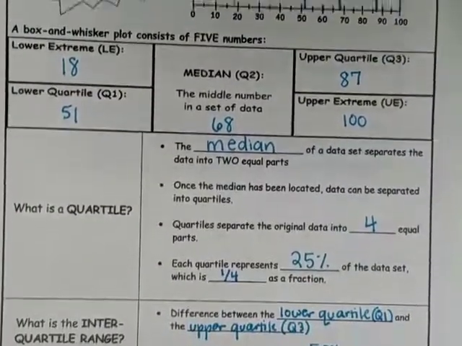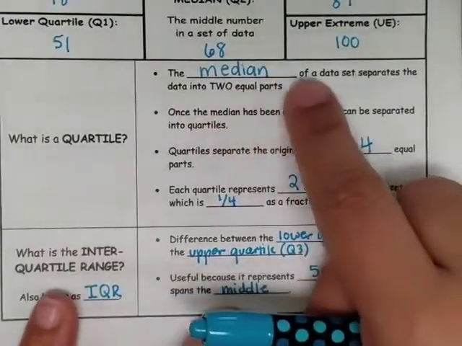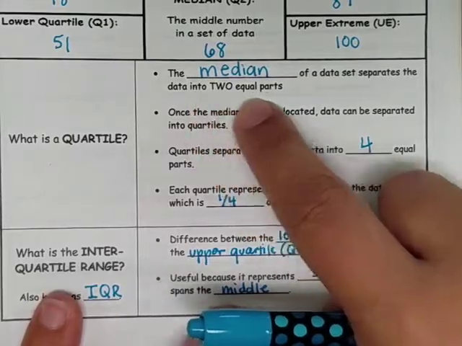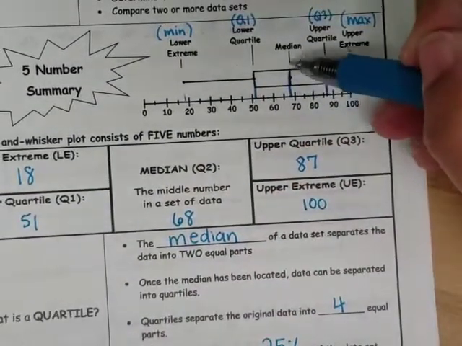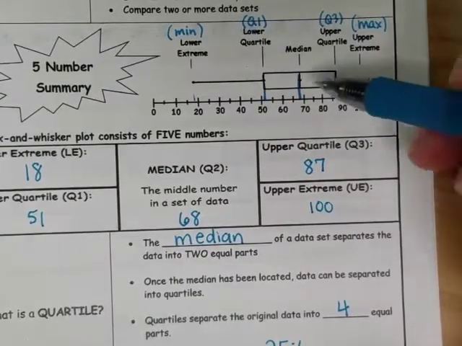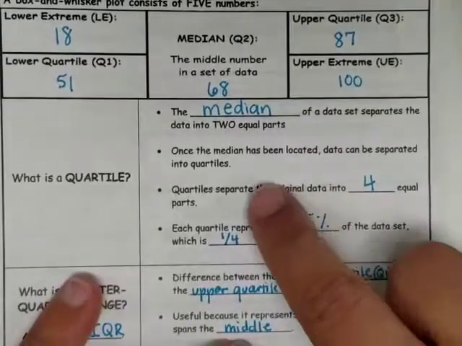All right, so now let's talk about the different pieces. So quartile, the median of the data separates the data into 2 equal parts. This median right here actually splits the data perfectly in half. Even though this side is shorter than this side, it's still 50% down here and 50% up here.